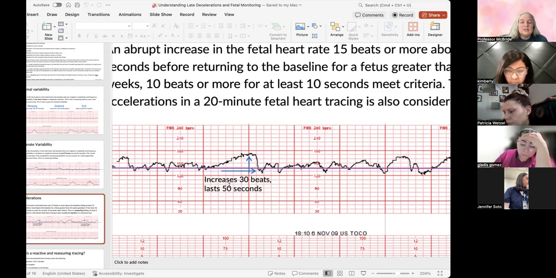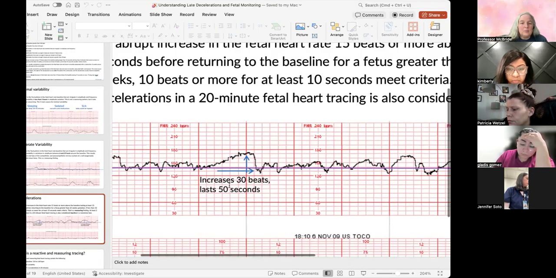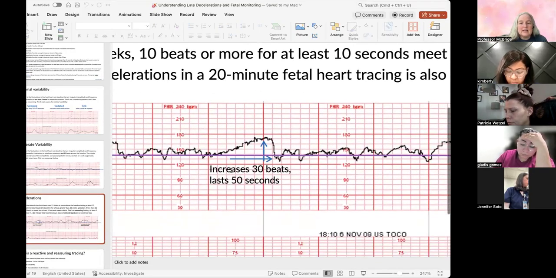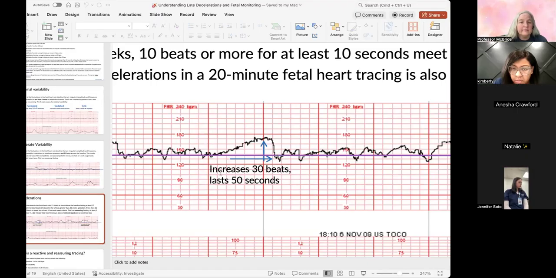For an acceleration to count, it needs to go up by at least 15 beats and last at least 15 seconds. If we look at this hill right here, this is our baseline. This is where the heart rate's hanging out the most. Then we count 10, 20, 30. It went up by 30 beats. And then we count across 10, 20, 30, 40, 50 seconds. It lasts 50 seconds. So this is an acceleration.